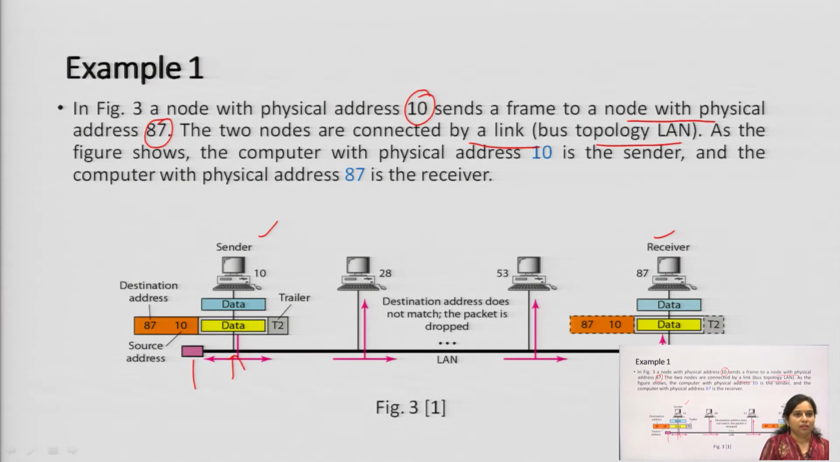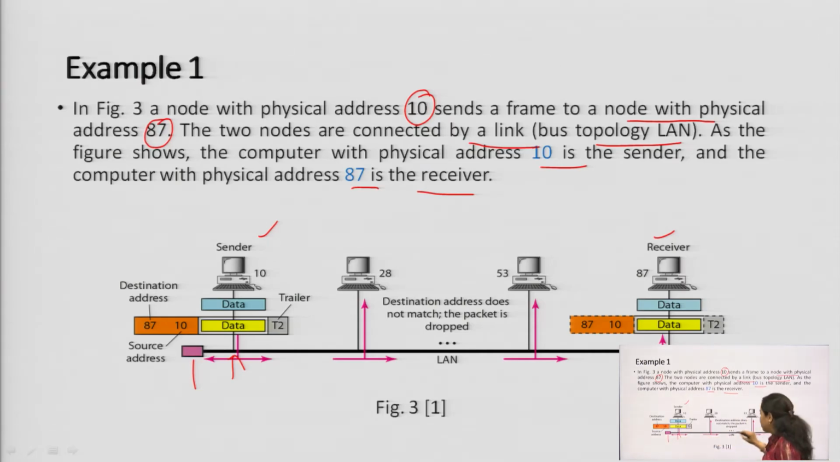So, that is the example of bus topology LAN. LAN means a network set up in a particular short area. Now, as the figure shows, the computer with physical address 10 is the sender and the computer with physical address 87 is the receiver. Now, let me explain this diagram in detail.